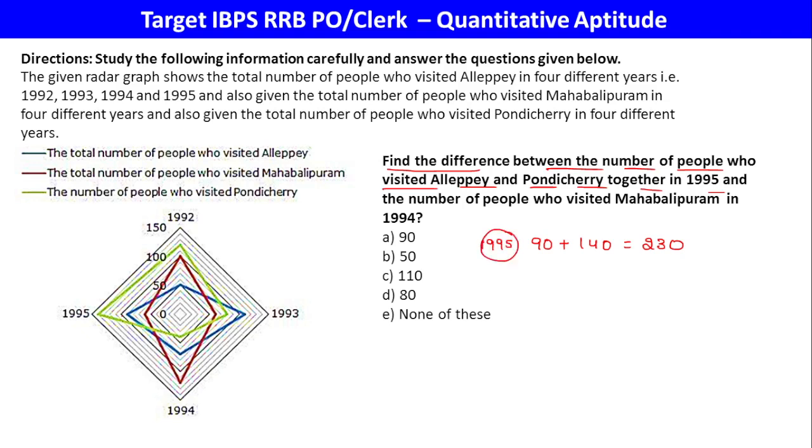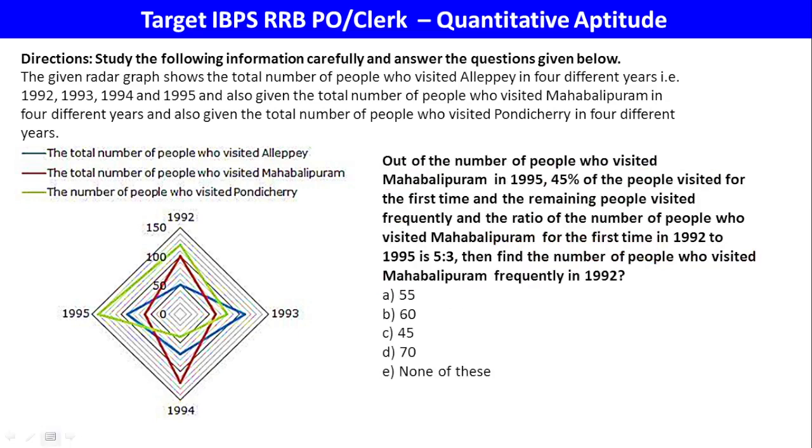And the number of people who visited Mahabalipuram in 1994. In 94, Mahabalipuram means the red line. Three less than 150: 150, 140, 130, 120. This line is 120. The difference between these two is 110. 110 is my final answer. Option C is the correct answer for this question. Then right, yes, next question.